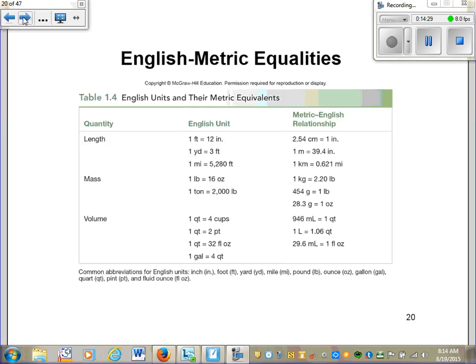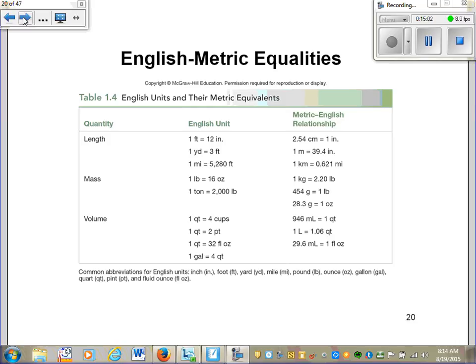So if you get a meter stick and a yardstick, the yard will have 36 inches, the meter side will have 39.4. A kilometer is a little over half a mile. A kilogram is 2.2 pounds. And 454 grams per pound.